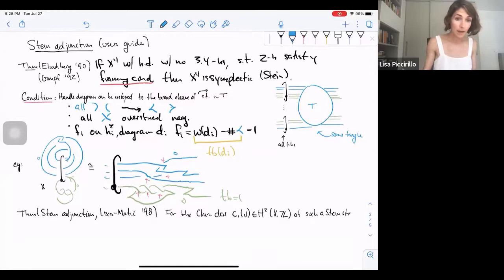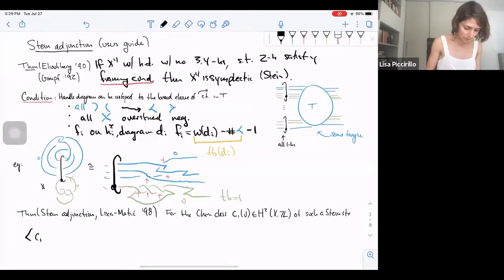Okay, then what's the theorem? Well, it tells us that for one, and Andras is talking about this more in his class, but let me just assert for now that there's a cohomology class associated to your 4-manifold that is a particular cohomology class coming from the symplectic structure. And for that cohomology class, the following is true.